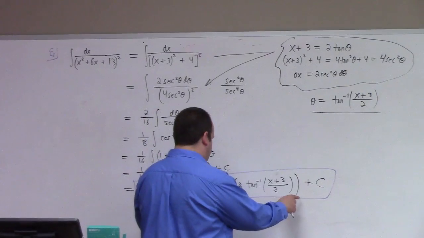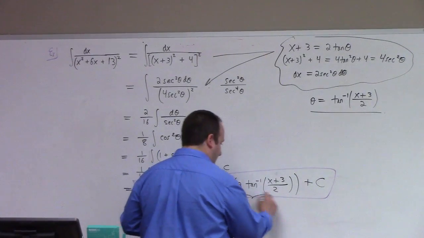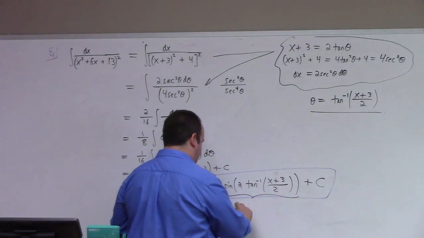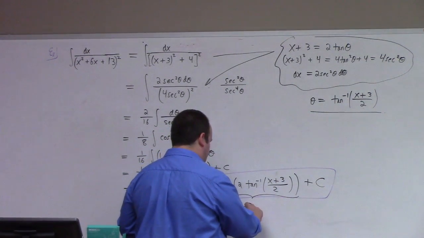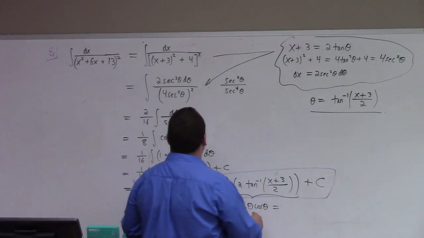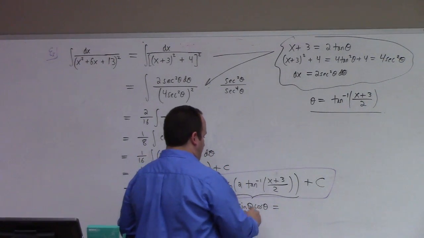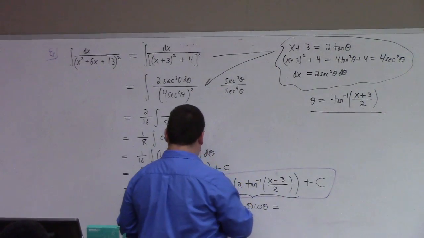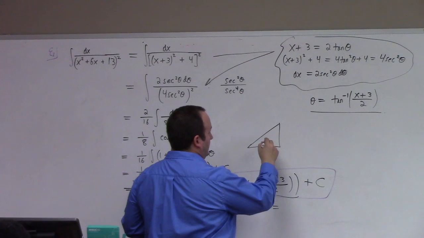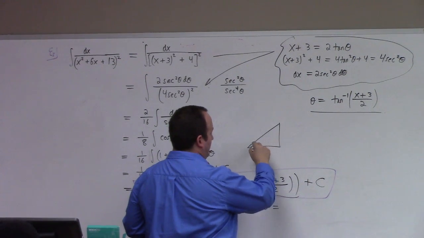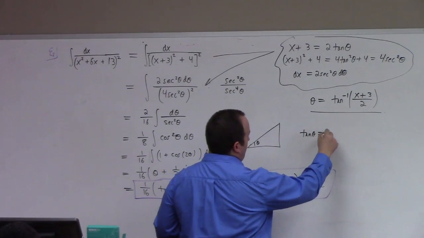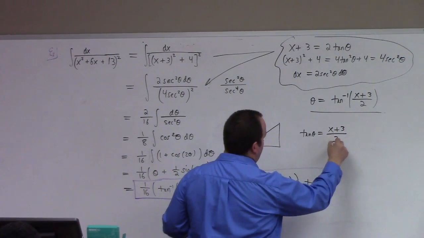You could simplify this to what? This term right here could be simplified to the half, right? So this could be simplified to sine theta cosine theta, which in this context would be equal to... did I erase the thing? Oh, I haven't drawn it yet. Let's see here. If this is theta, tangent theta is x plus 3 over 2.